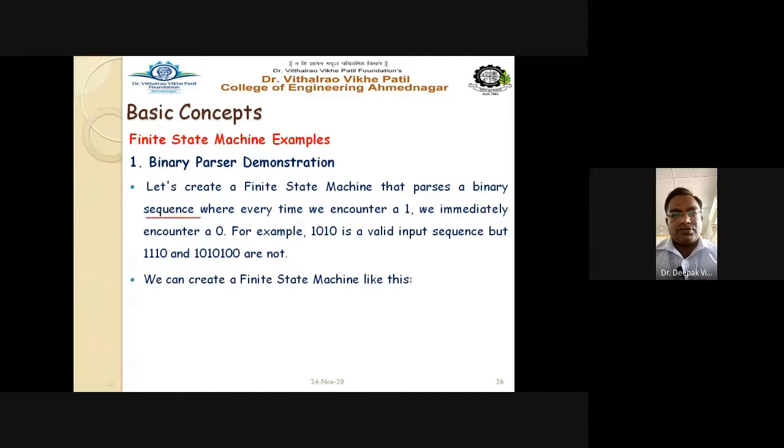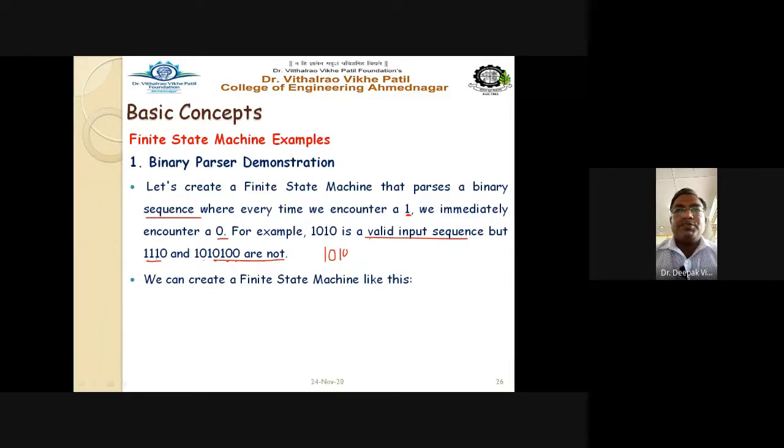Means we have to check the binary sequence where every time we encounter a 1, we immediately encounter a 0. Means if there is a 1, after finding 1, immediately we have to give 0. Then 1, we have to give 0. It is a valid input sequence. But if it is 1 1 1 0 and 1 0 1 0 1 0 0, they are not the valid input sequence. Getting this point?